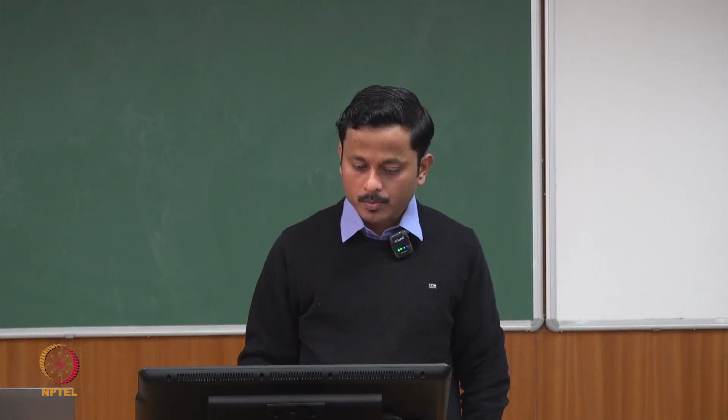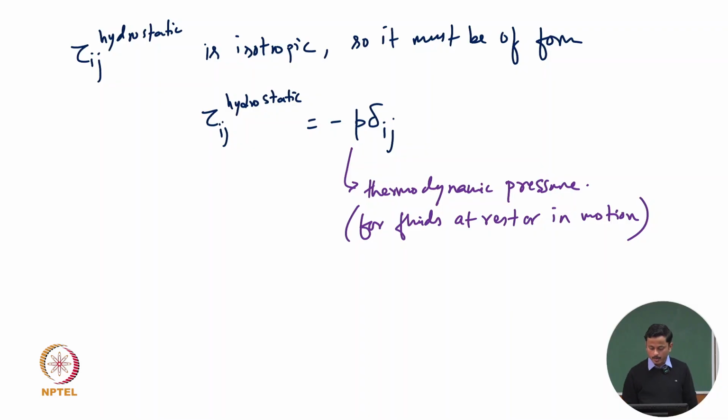So here we will continue the earlier derivation that we were doing regarding the stresses in a fluid and how it could be put into the momentum equation. This is the last slide where we stopped. The hydrostatic part of the stress is isotropic, so it must be of the form of something like this, where P is the thermodynamic pressure and delta is the isotropic tensor. The Kronecker delta is the only isotropic tensor of second order.